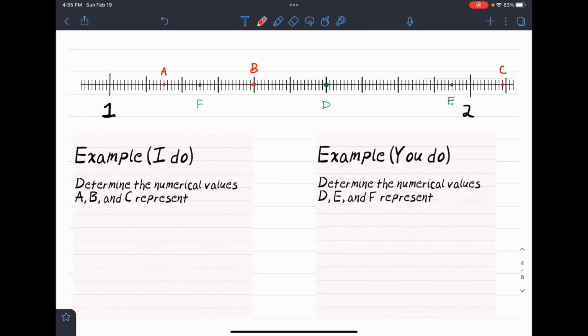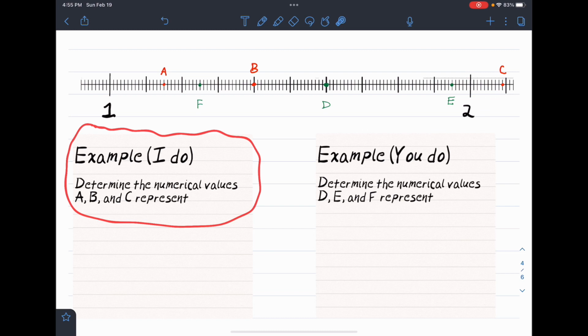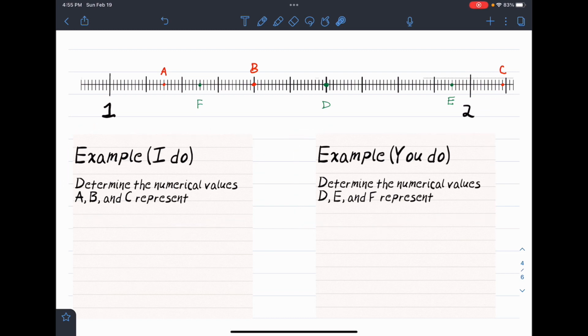Now we're going to try to find the decimal representation of points using more than just divisions of size 1/10. So let's look at point A here. Now it's really small, so I'm actually going to do this example, the example I do. I'm going to leave the you-do as an exercise for you guys. So let's look at point A. So I'm going to zoom in here.